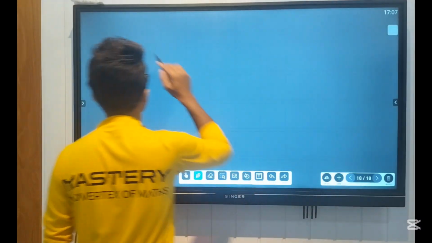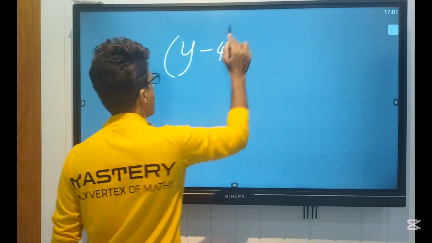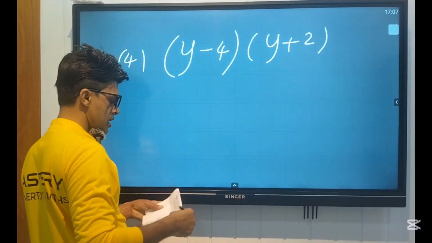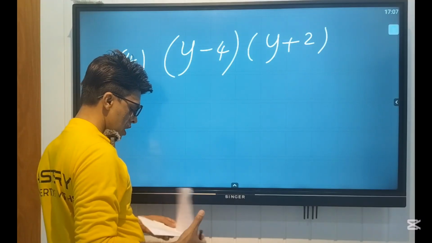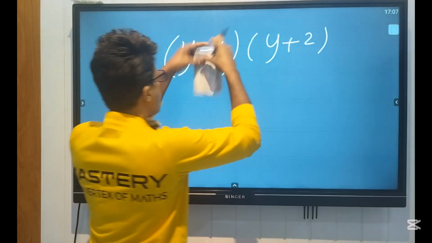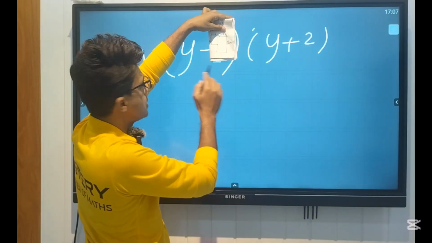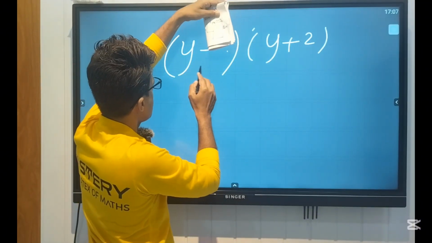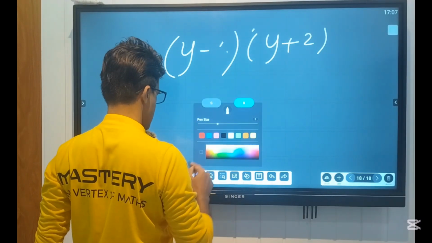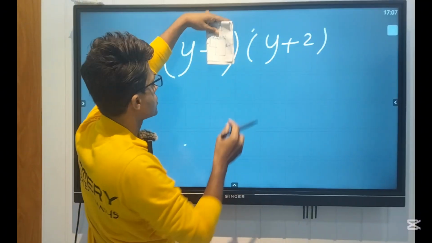So the fourth question is how to multiply this type of one, right? How to simplify this type of one. Firstly, what should you do here? You need to close this one. When you close this one, you could see the remaining terms here. I'll write here y minus 3. So you need to close this one here.